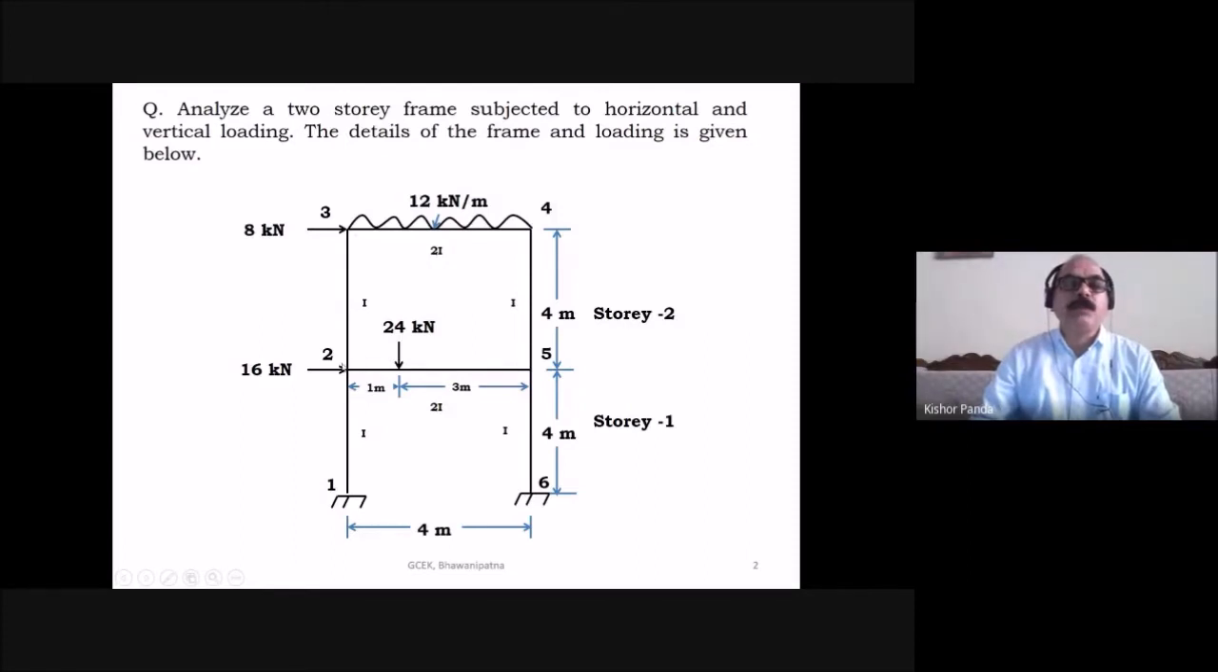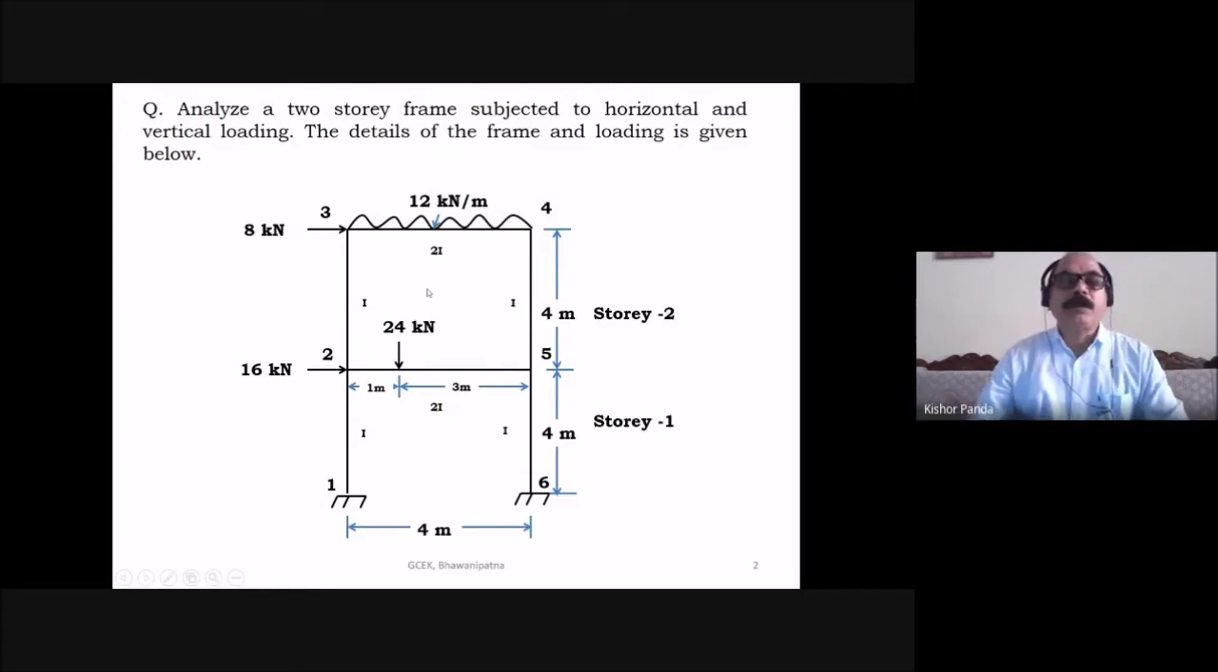Similarly, MF23 and MF32 are also 0 because between 2 and 3 there is no loading. Then similarly between 4 and 5 there is no loading, so MF45 and MF54 are also 0. And between 5 and 6 there is no loading, so MF56 and MF65 are equal to 0.